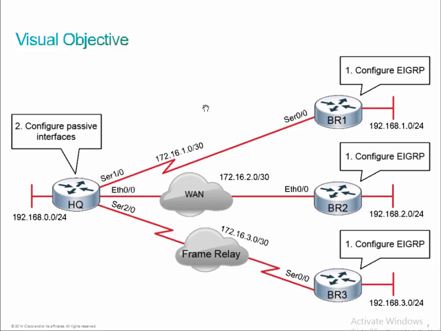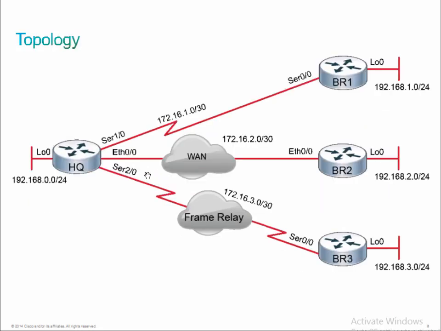verifying adjacencies, verifying convergence. So we're seeing essentially 3 different topology types here. One is a point-to-point topology, one is an MBMA topology, and one is a broadcast topology. Just to kind of demonstrate the concept of how these routers communicate over these different data link layer topologies.